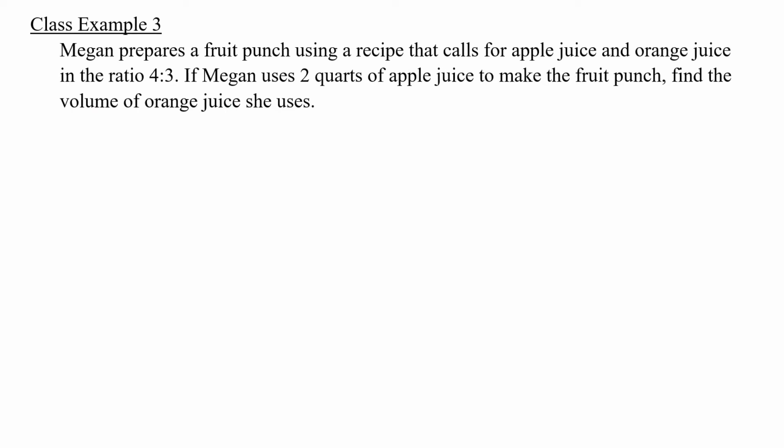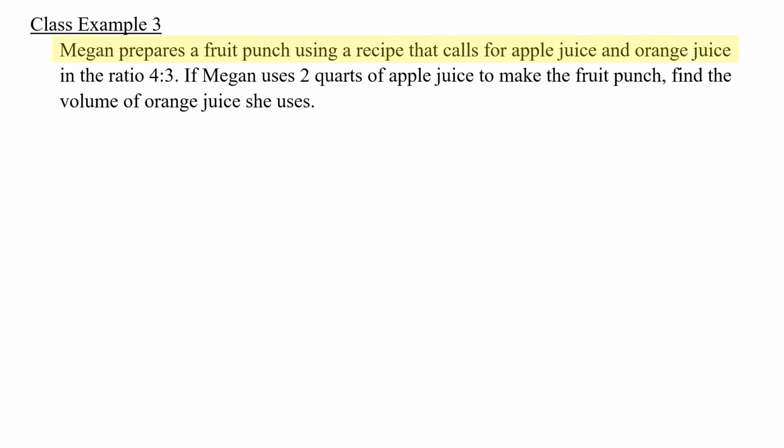And the last example we'll go over together is about Megan. Megan is preparing fruit punch using a recipe that calls for apple juice and orange juice in the ratio 4:3. It says if she's using 2 quarts of apple juice to make the fruit punch, then find the volume of orange juice she uses. So that's the question. Let's start over. First read it, then start over.